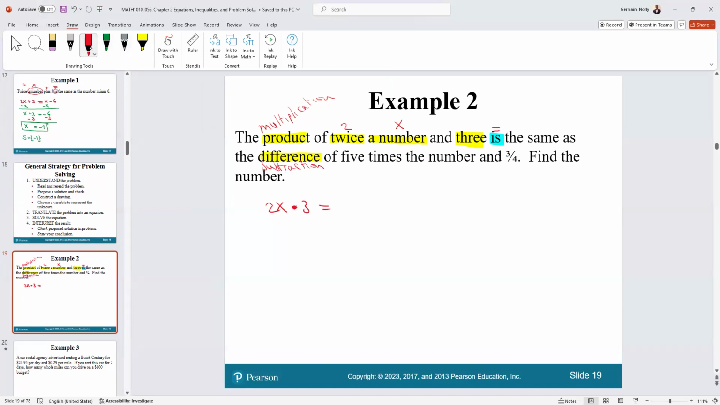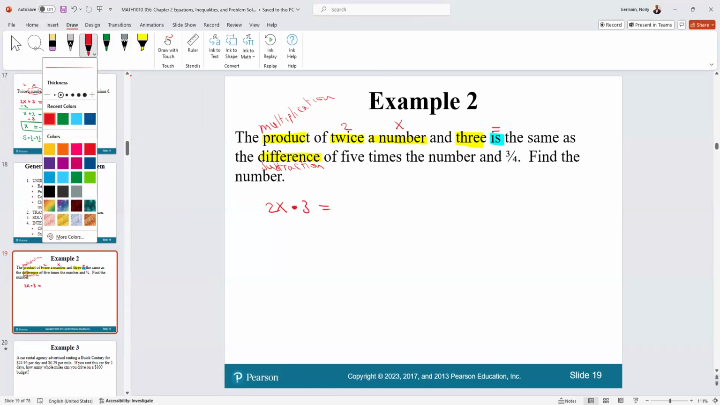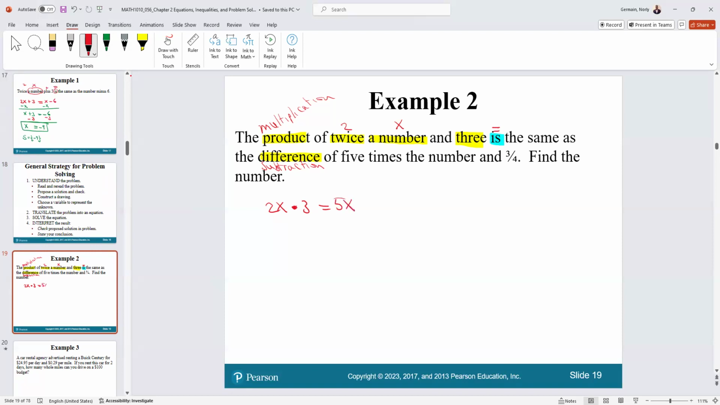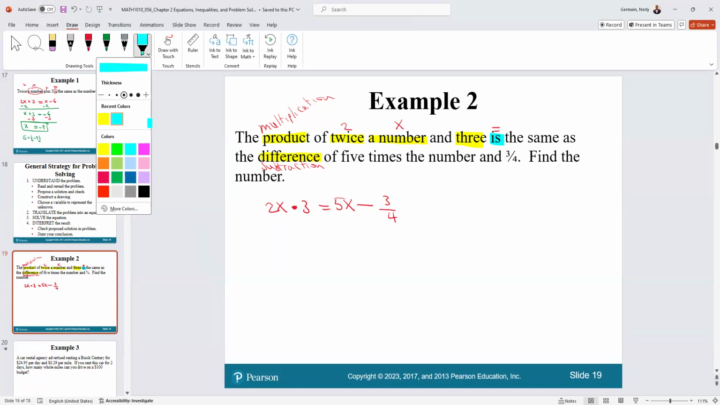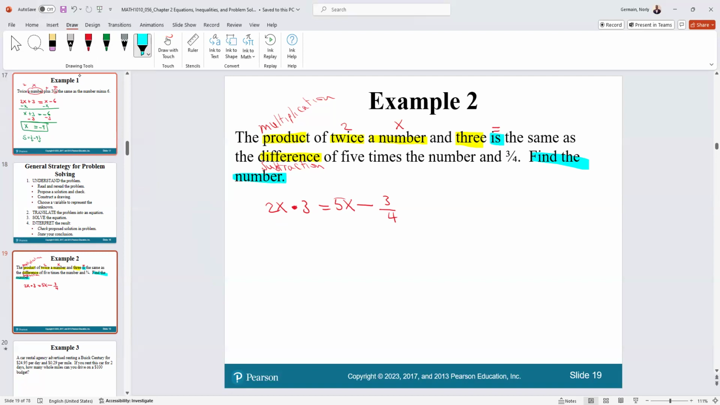Is the difference of 5 times the number, because the number we don't know is 5 times that number. And remember, we said difference, that means subtract. And what's that? 3/4. Now they said find that number. We must find a number. What is that number? So you just don't need to solve.